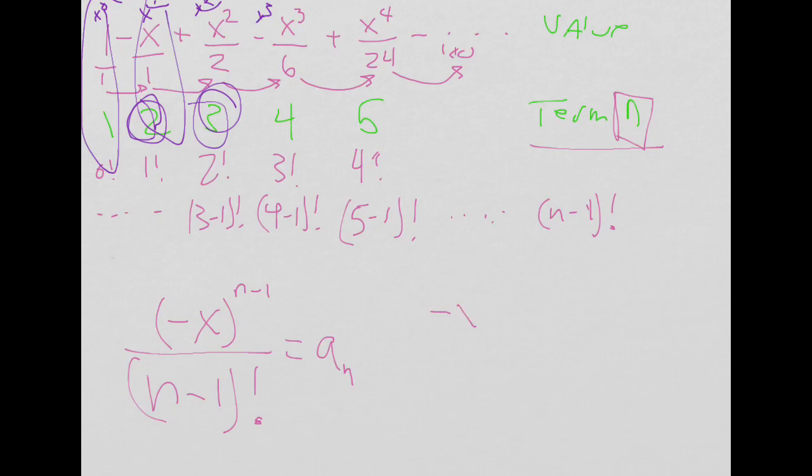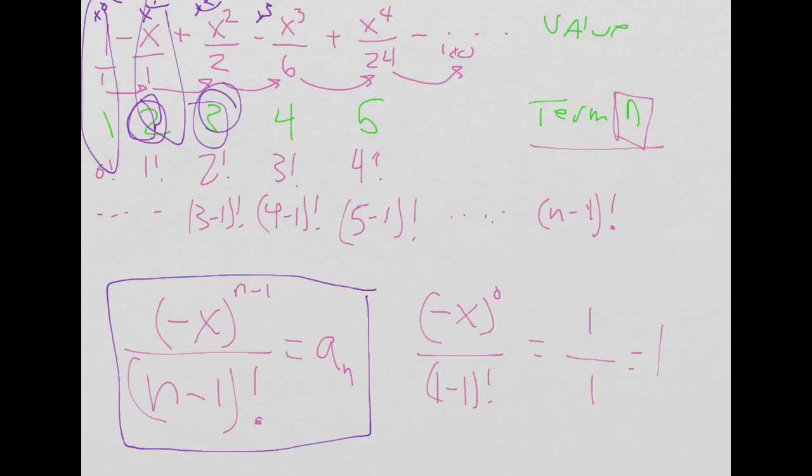So we're going to get negative x to the power of 1 minus 1. Well, 1 minus 1 is 0. So I'm going to get negative x to the power of 0 over 1 minus 1 factorial. Let's simplify that. Anything to the power of 0 is 1, and 1 minus 1 is 0, but 0 factorial is defined as 1. So we're good. We got our first term. And we're going to stop right there because since this is not geometric, we cannot find the sum. So there you go. There is your general formula for a term of this infinite series.